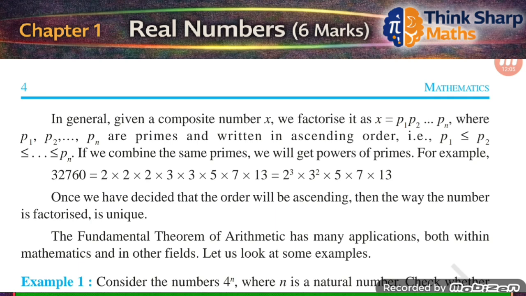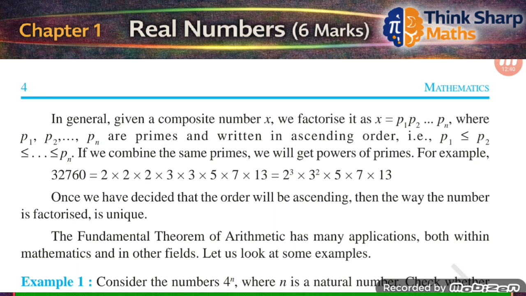So to write in ascending order, we can arrange it in this form. So p1 has to be less than or equal to p2. So p2 can be greater, p3 can be greater than that or equal to p2. Like that, if you write this statement, if we combine the same primes, we will get powers of primes. For example, 32760 can be written as 2 into 2 into 2 into 3 into 3 into 5 into 7 into 13. So if you combine the same primes, you can write 2 power 3, 3 power 2, 5 into 7 into 13.